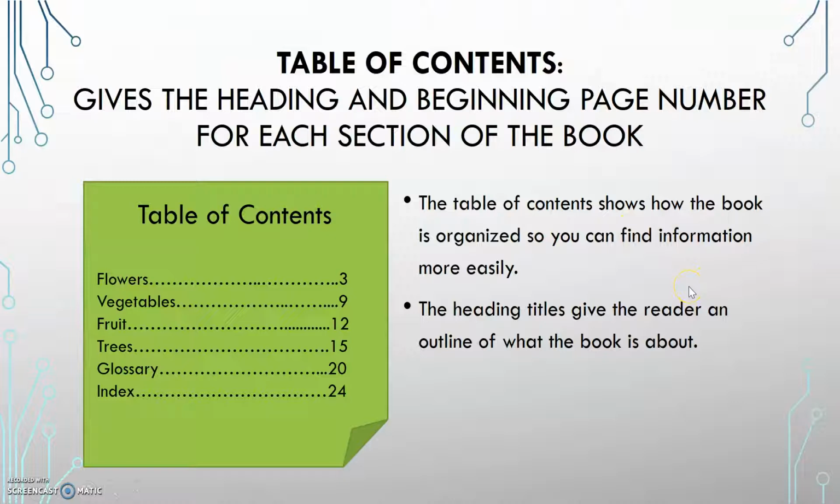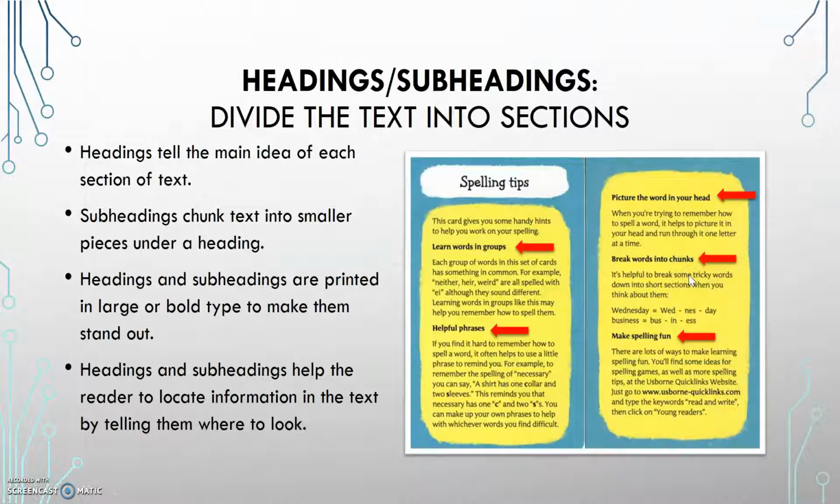If you are reading a book, it's going to come with a table of contents. If it's a research paper as well, not so much just a regular article. The subheadings and headings are very important, especially in the articles that you read in class. The headings tell the main idea of each section of the text. Subheadings will chunk text into smaller pieces.